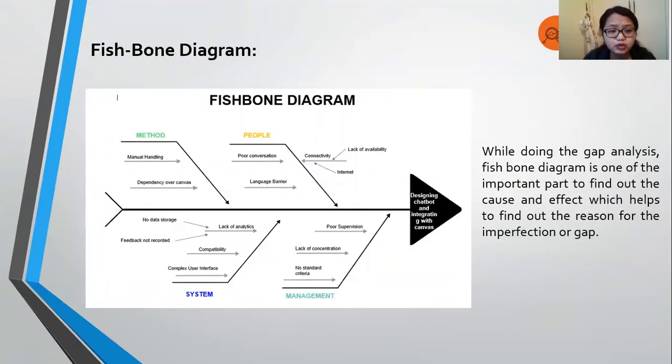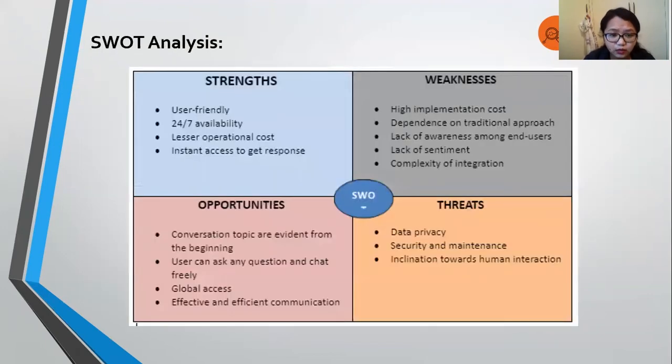This is the Fishbone diagram for the gap analysis, as it will provide us the cause and effect for the reason of the imperfection or gap of the current system, and this is the strengths, weaknesses, opportunities, and threats of the SWOT analysis of the current system.